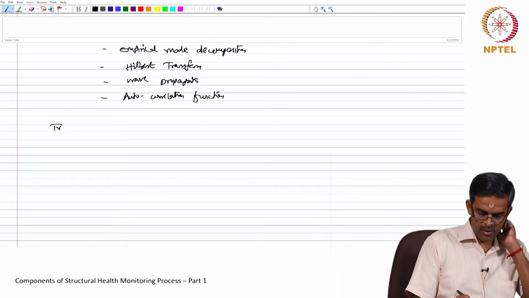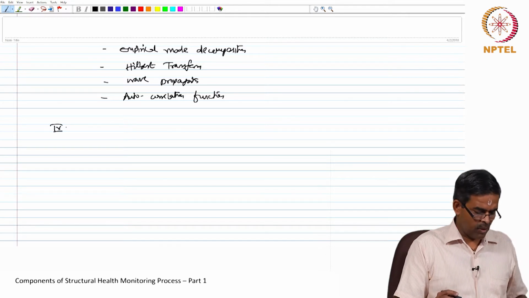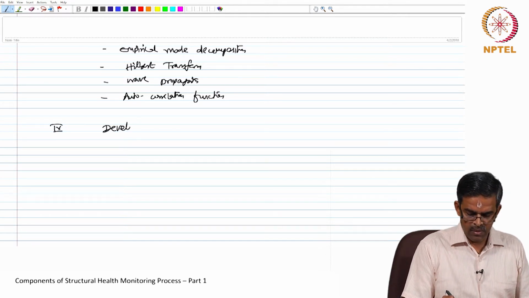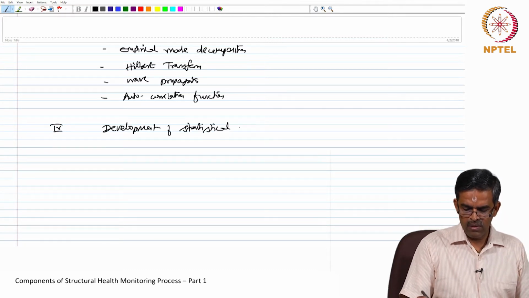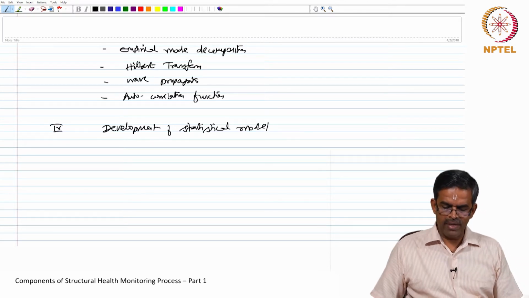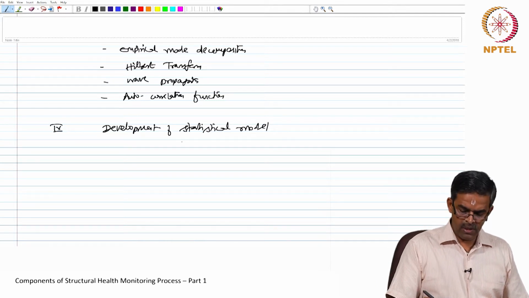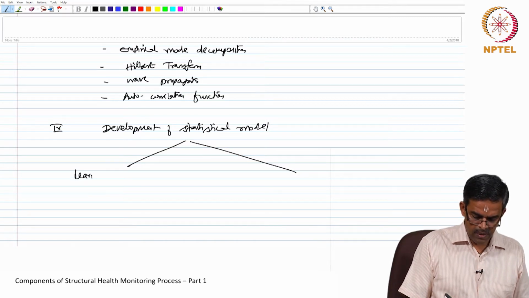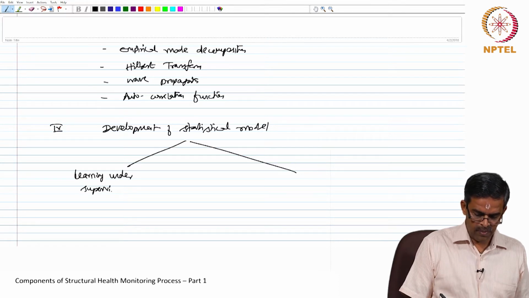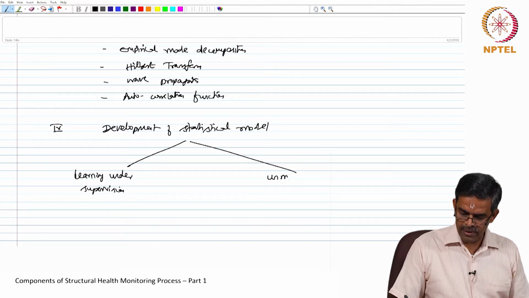The fourth level of the component in SHM process is related to development of statistical model which is able to identify the vital parameters which are used for assessing the structural health. Now, this can be subdivided into two. One could be learning under supervision, other could be unsupervised learning.